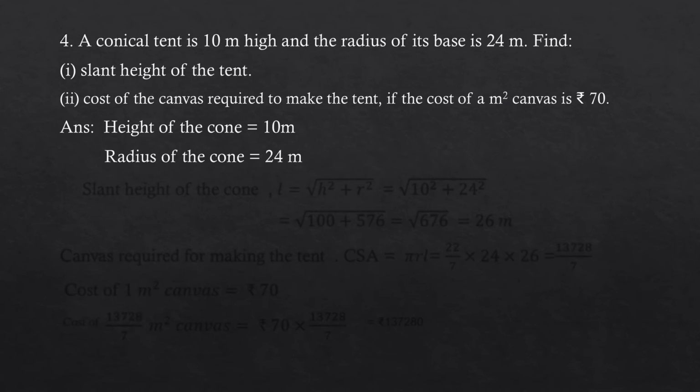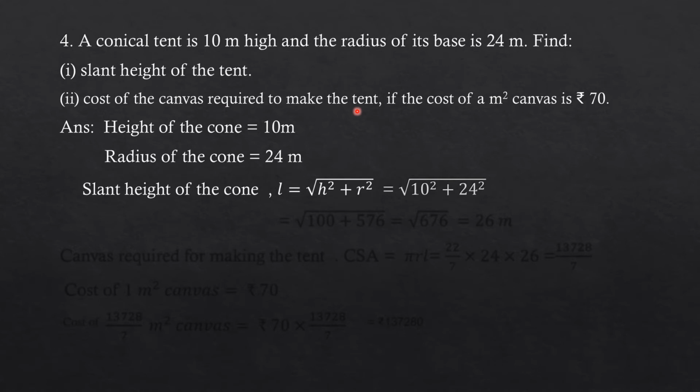Question number 4. A conical tent is 10 meter high and the radius of its base is 24 meter. Find the slant height of the tent. Also, we need to find the cost of the canvas required to make the tent if the cost of a meter square canvas is rupees 70.